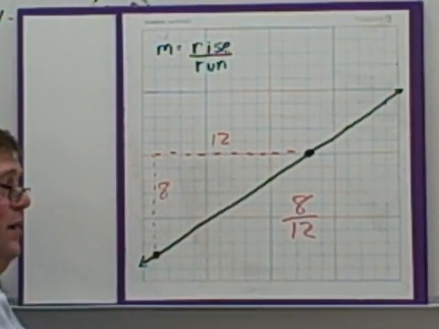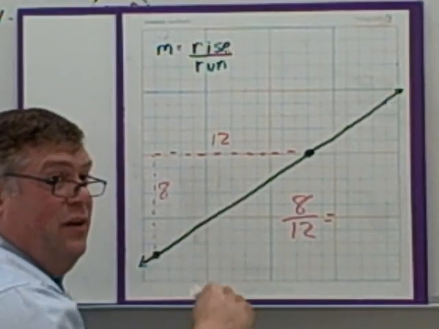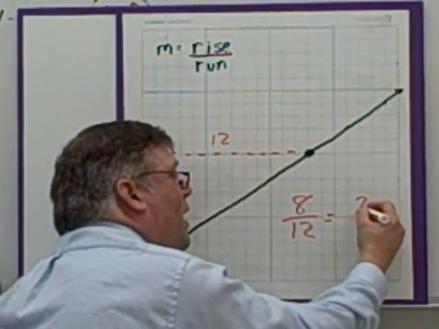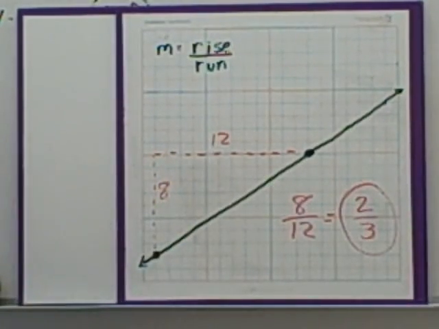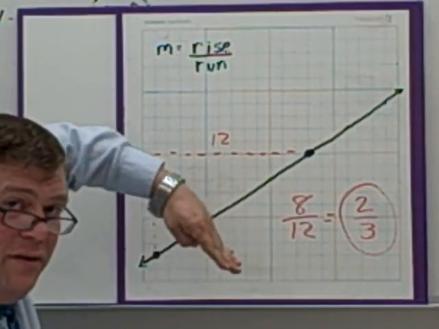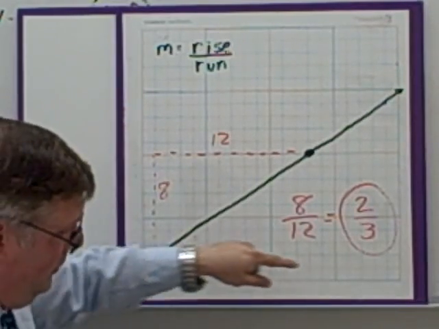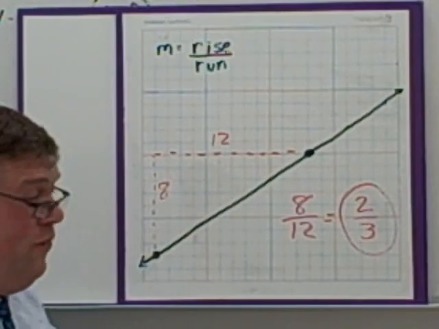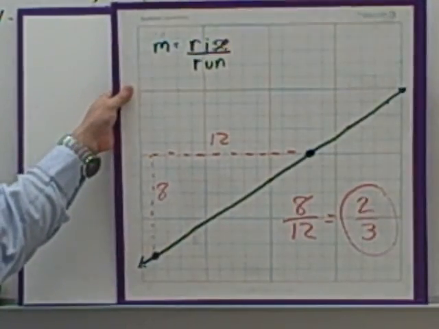Rise over run. Those are both divisible by 4, so I can simplify. And you must simplify fractions for your slopes. Both divisible by 4, I get 2/3. There's the slope of my line, working with rise over run. Now, if the line had gone down, moving from left to right, I would have had to go down and to the right, and it would have been a negative for the rise, which would have made the slope negative.